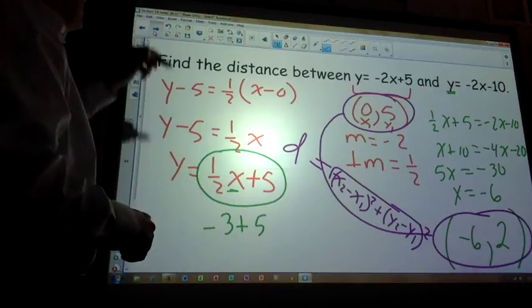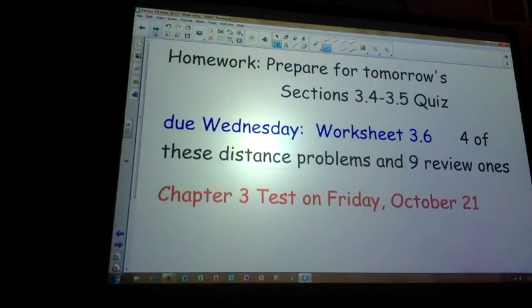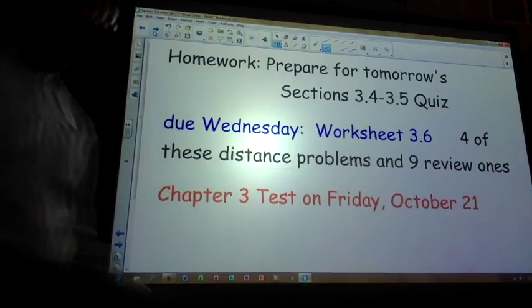So, guys and gals, there's a quiz tomorrow, the 3.4 and 3.5 quiz. Due Wednesday is 3.6: 4 of these distance problems and 9 review ones. Chapter 3 test on Friday, October 21st. That's all the information you could ever want to know about my class, plus some.